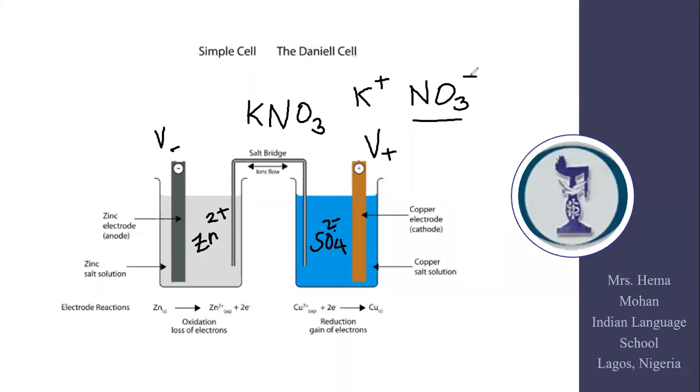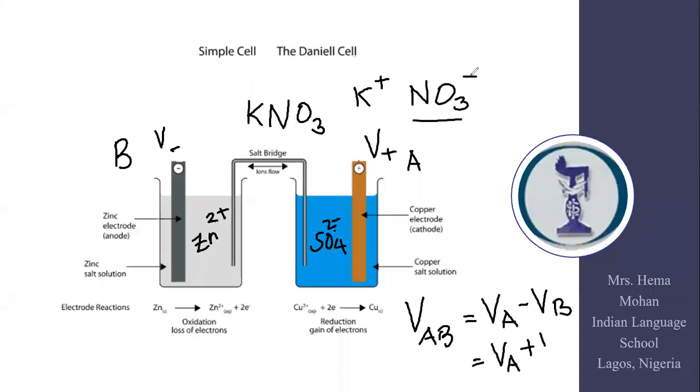So what is going to be the effective potential difference? Suppose I take this point as A and this point as B, what's going to be the potential difference across these 2 points? The VAB is going to be equal to VA minus VB. Is that clear? But if I consider the zinc plate, the electrode potential is already negative. So what actually happens over here is VA minus of minus VB becomes VA plus VB.